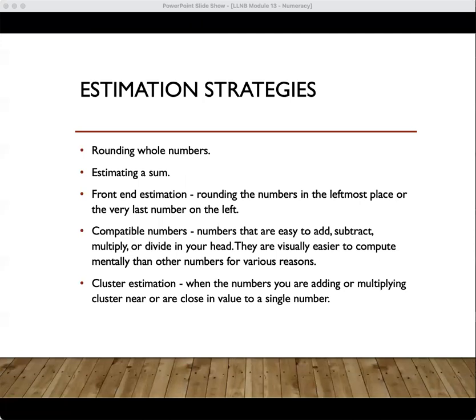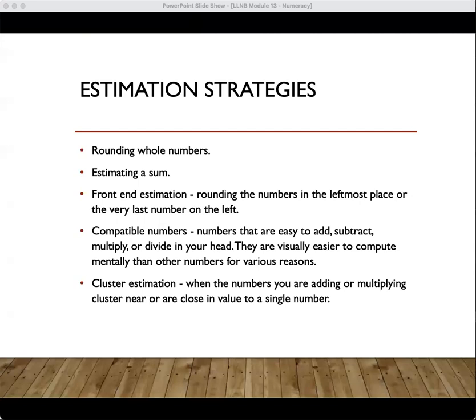On this slide, there are 5 key estimation strategies that learners may find useful, depending on the context of the situation. It's important that learners have a range of strategies in their toolkit that they can use in different situations. And again, we have some great resources for numeracy that will help you find situations to demonstrate all of these.